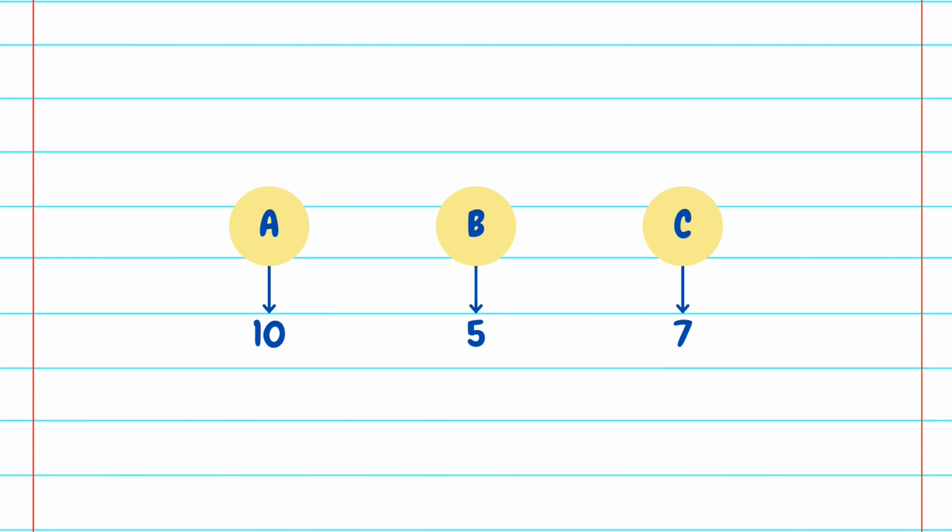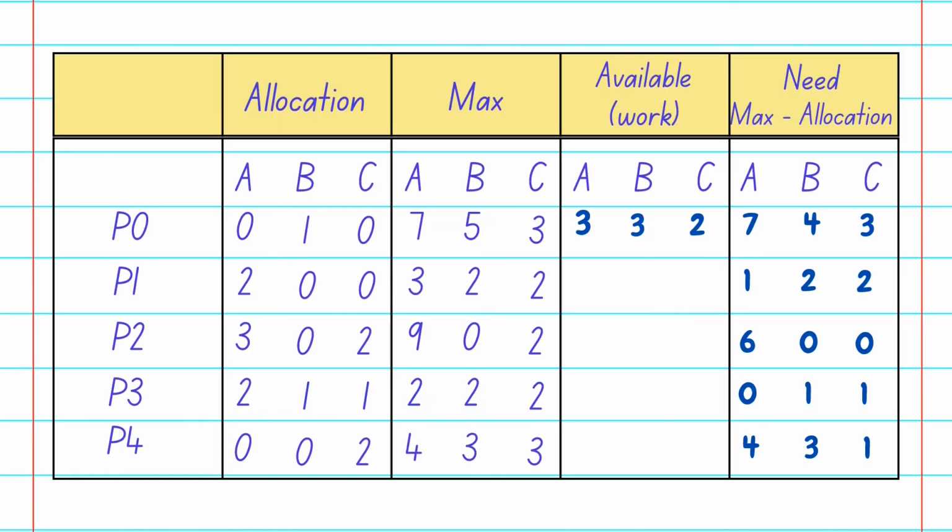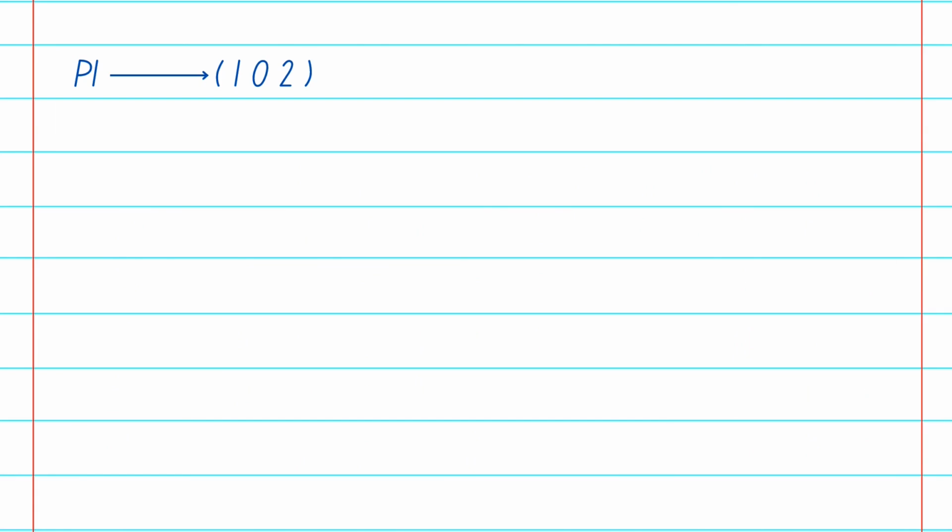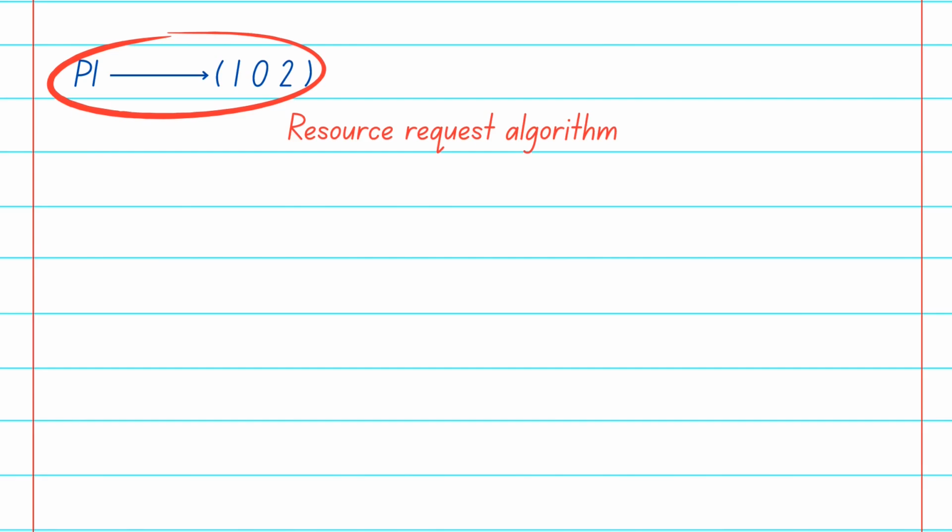So as we have seen earlier, we have to calculate first the need value as maximum minus allocation. Earlier, we calculated our need matrix, so I have directly put it down here. Okay, so our need column would be like this, right? So here P1 is requesting 102. We have to solve this using the resource request algorithm.